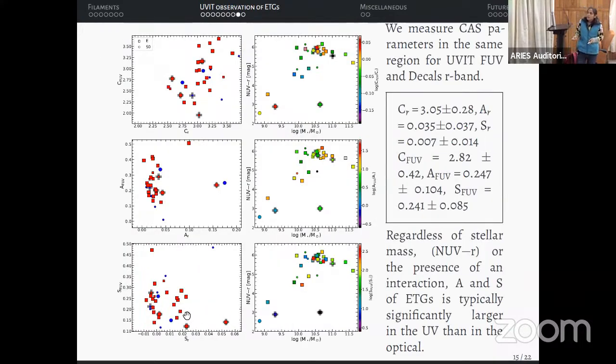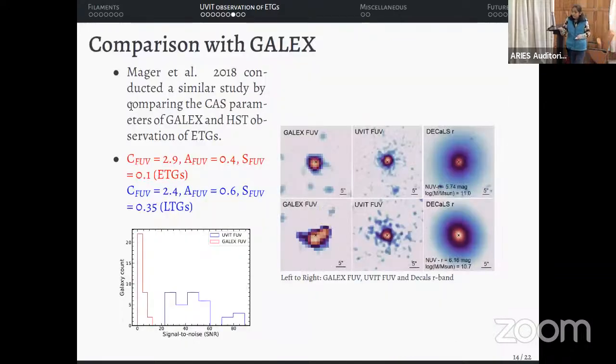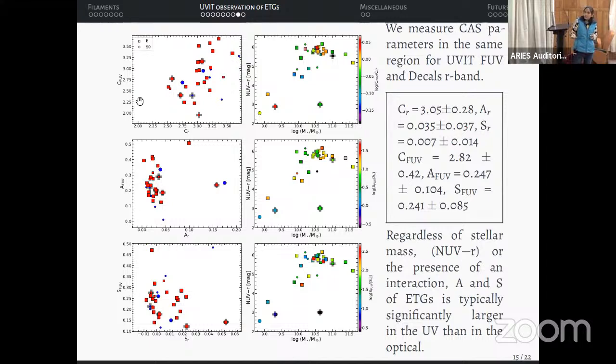Okay, so these are my results. I'm sorry, I missed one point. I was telling you that since the resolution is different, we don't know whether we are calculating CAS from the same region. So we made sure that we do our CAS parameter estimation in the same region for FUV and DECaLS. And these are the results.